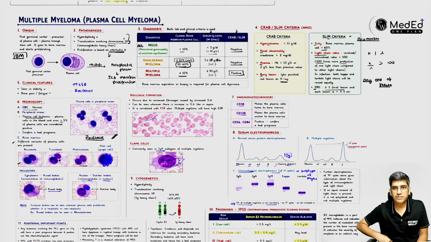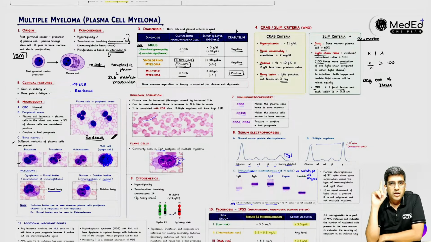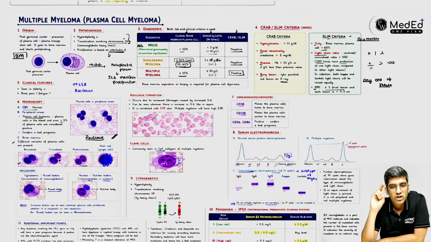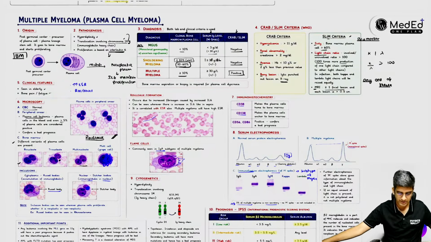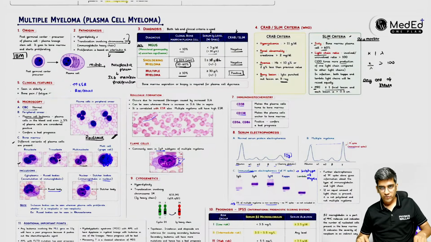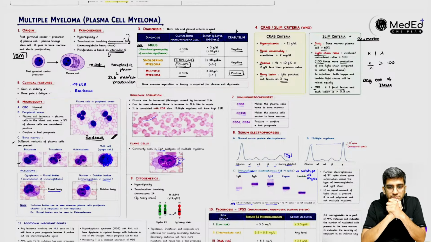So what we have done in the past 2 hours is we have looked at non-Hodgkin's lymphoma, Hodgkin's lymphoma, ALL, AML, CML, and multiple myeloma. This covers most of the things with respect to WBC disorders. Last few minutes, over to you. If you have any questions, do let me know. I'll be more than happy to answer them.